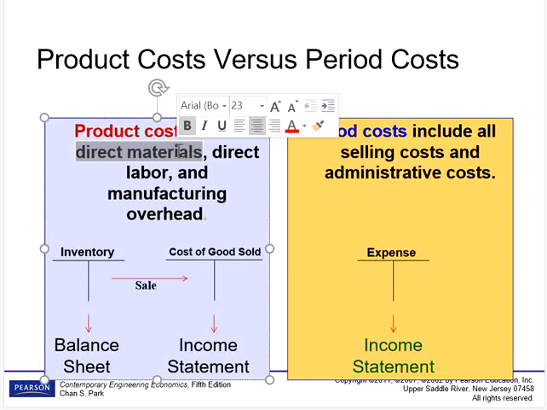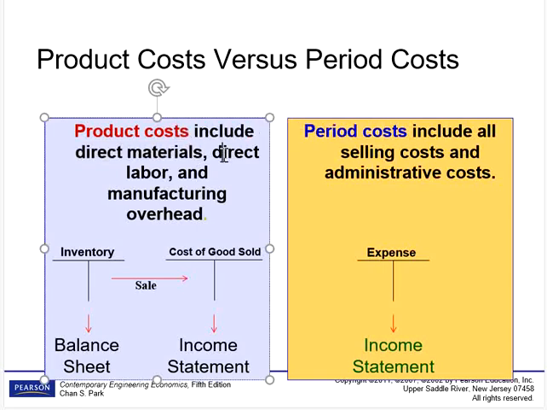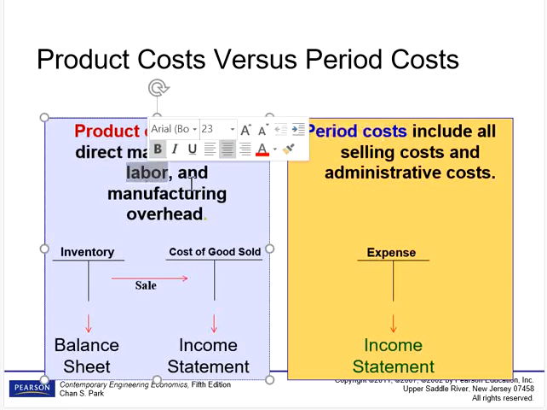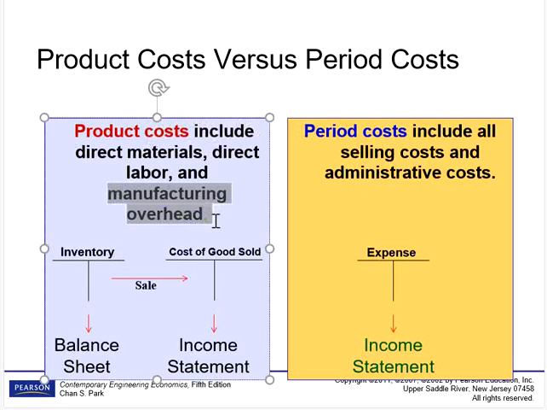You need milk and some other things, right, which are part of a finished product. You need labor who work in producing that product, and then overheads. So these three things together, we call them a product cost.